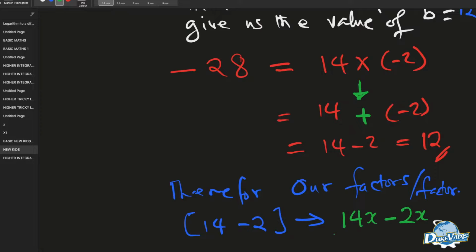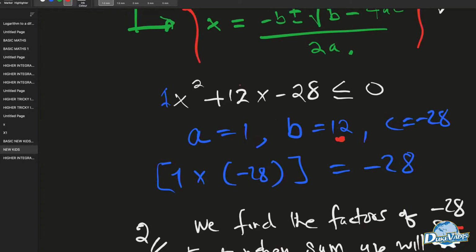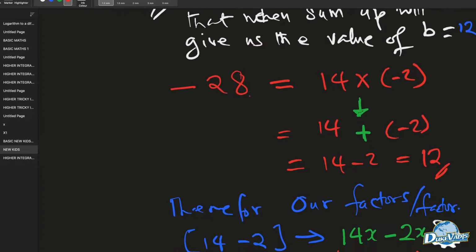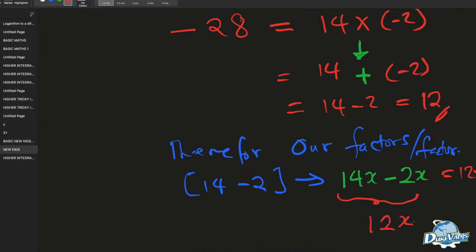This is what we are going to replace where we saw 12x in our equation. Let's go back and see. In the equation, we have x squared plus 12x. Instead of 12x here, we are going to replace it with 14x minus 2x, which gives us our answer of 12x. So we put that back into the equation.